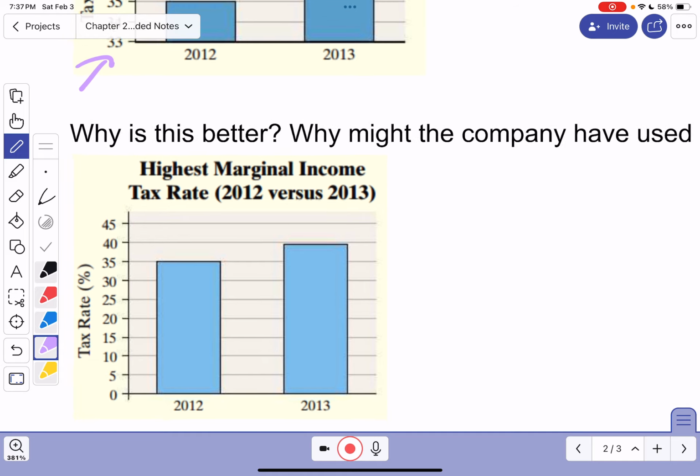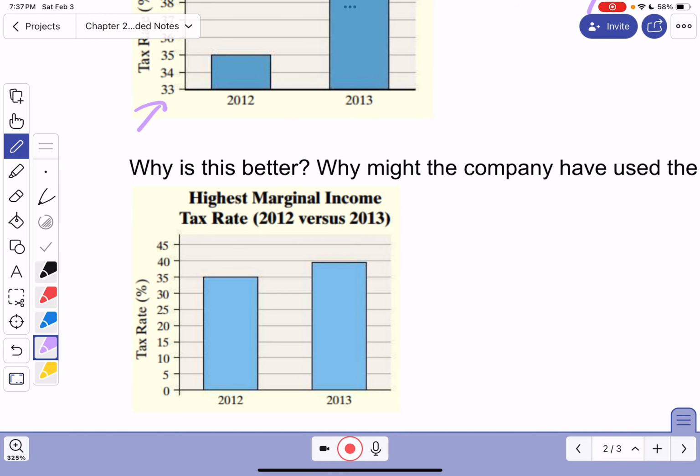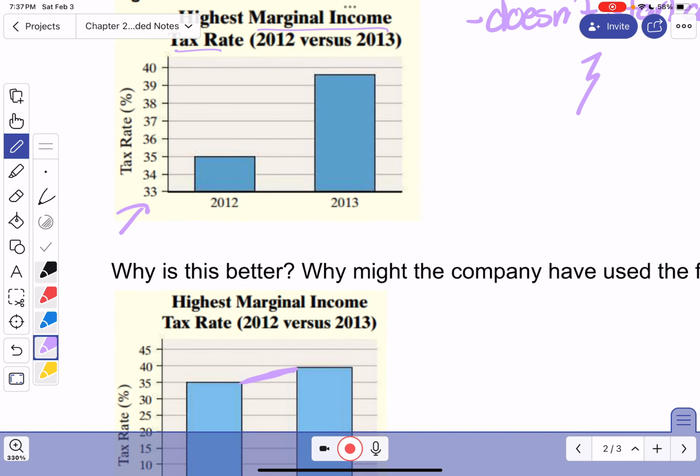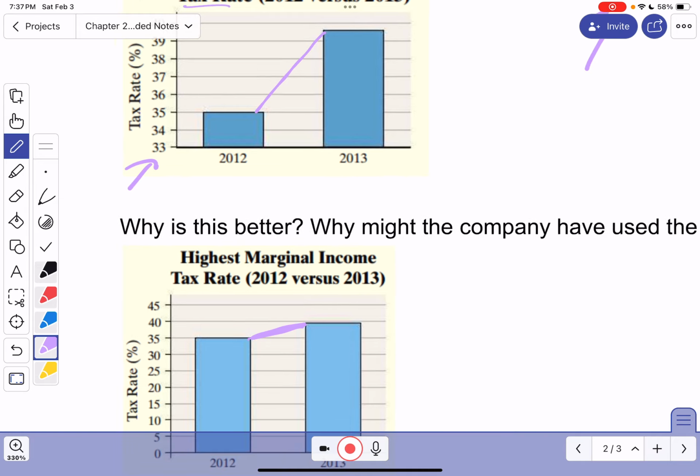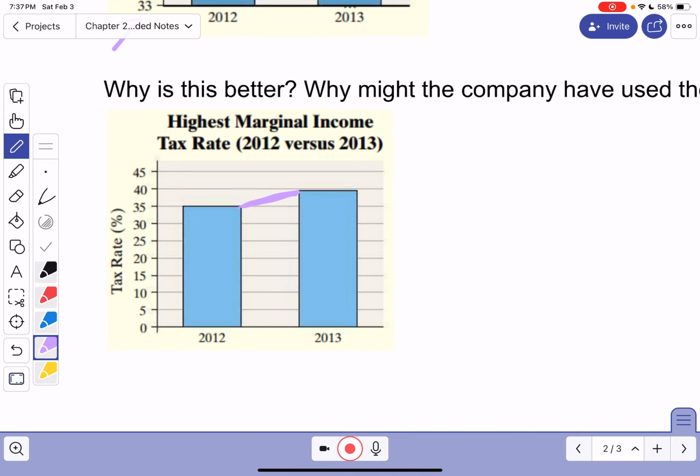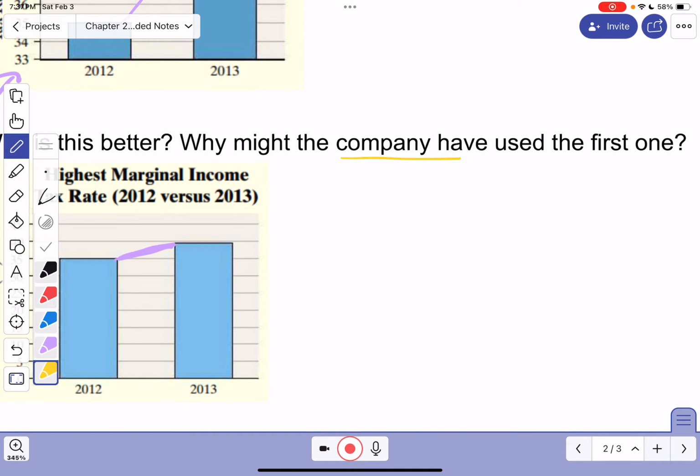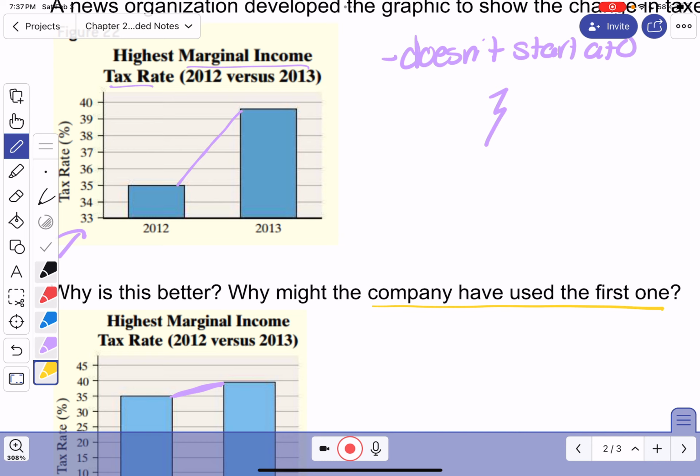If you look at one that starts at 0, that percentage, it's less than 5% that it increased. It still increases, but it's a lot less than this looks because these are all by ones. So looking at this, it doesn't show you quite as much. There's no distortion. Why might the company have used this? Well, they're trying to promote something to get you to either lower your tax rate or buy something to help. So they're making it look like a bigger jump than it really is.